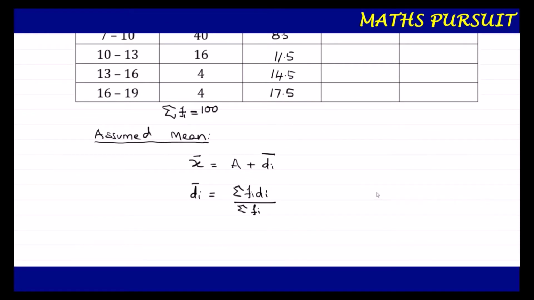So that means, first of all, we are going to find out the deviation, and then we are going to multiply frequency with deviation, and then we are going to find out the sum total of frequency into deviation upon sum total of frequency. Then once we get the mean of deviation, we will add it to the assumed mean to get the final mean. So let us do it step by step here.